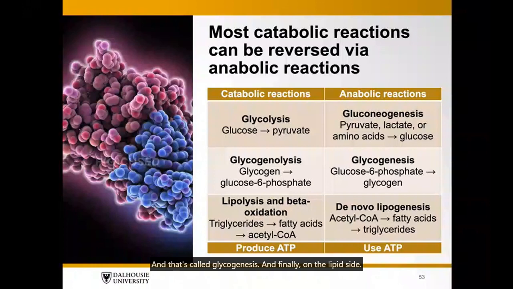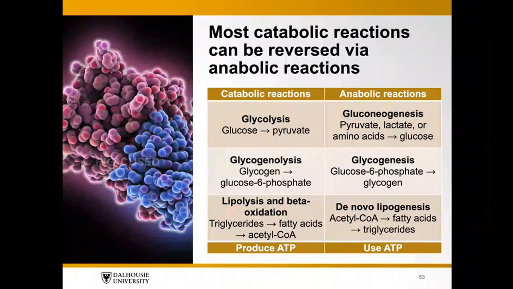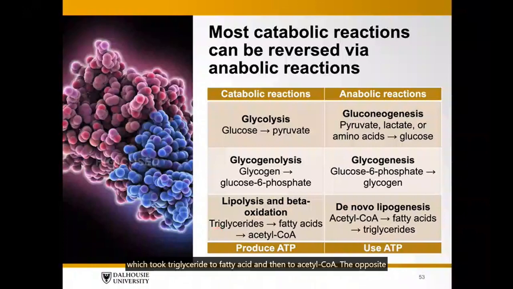And finally, on the lipid side, we had the combination of lipolysis and beta oxidation, which took triglyceride to fatty acid and then to acetyl-CoA. The opposite anabolic reaction is taking acetyl-CoA, making fatty acids from them, and then building triglycerides. And this is called de novo lipogenesis.